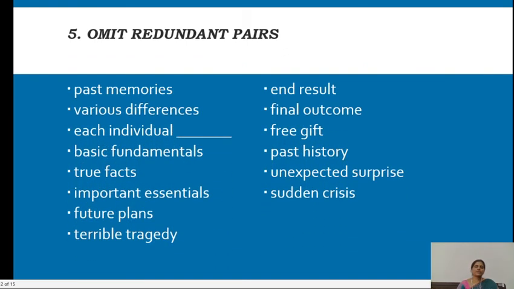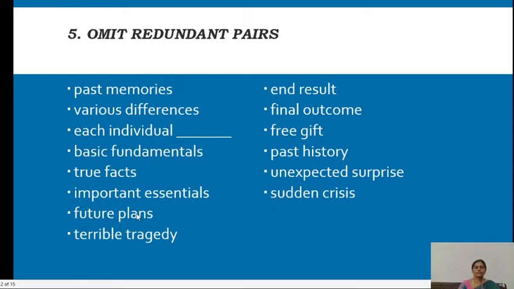These are some redundant pairs which we come across in our text. Past memories: memories itself means what we remember about the past, so there's no need to put past before memories. Simply say memories. Various differences: differences is enough. Each individual: individual is enough. Basic fundamentals: fundamentals is enough. True facts: true is the word you can eliminate. Important essentials: no need of important, you can keep essentials. Future plans.